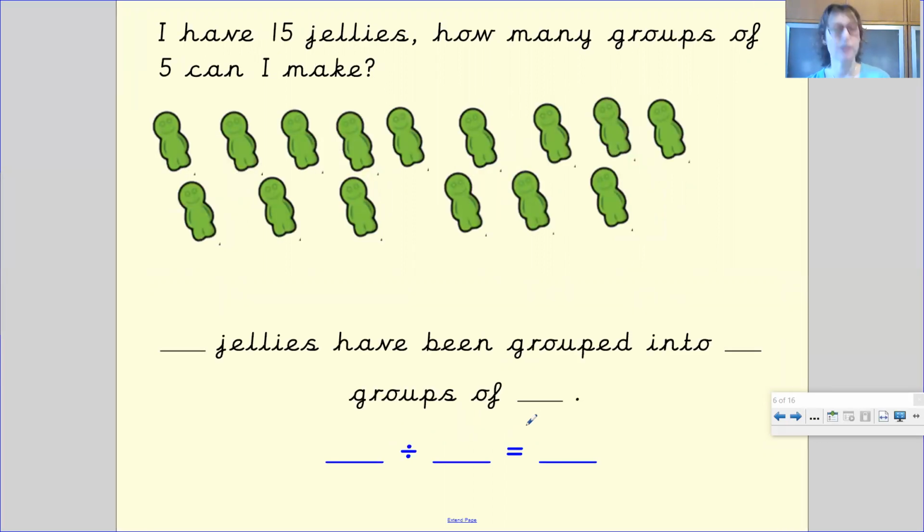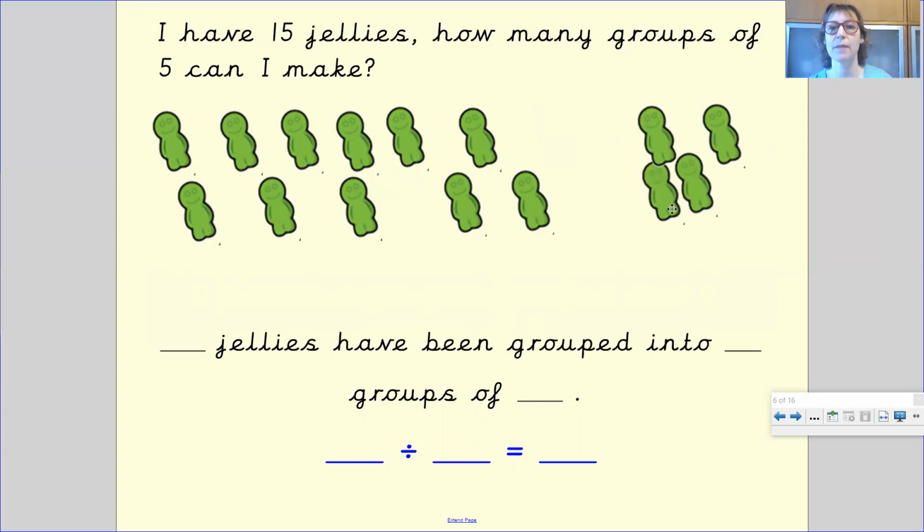Okay, let's have a look at my jelly babies. So there are 15. I'll just count to make sure. 1, 2, 3, 4, 5, 6, 7, 8, 9, 10, 11, 12, 13, 14, 15. There are 15. And I want to put them into groups of 5. I'm going to start on this side because I've got more space on that side of my screen. So I want to move them into groups of 5.